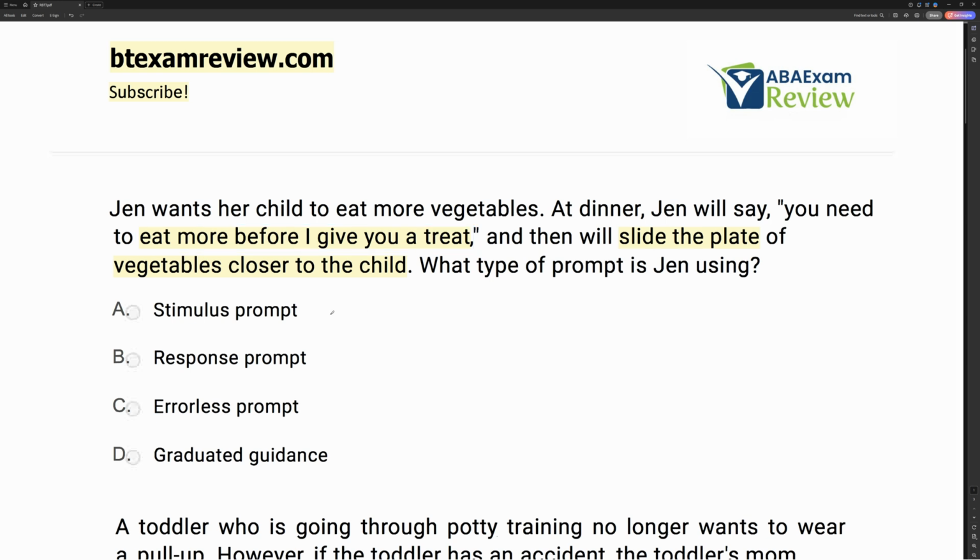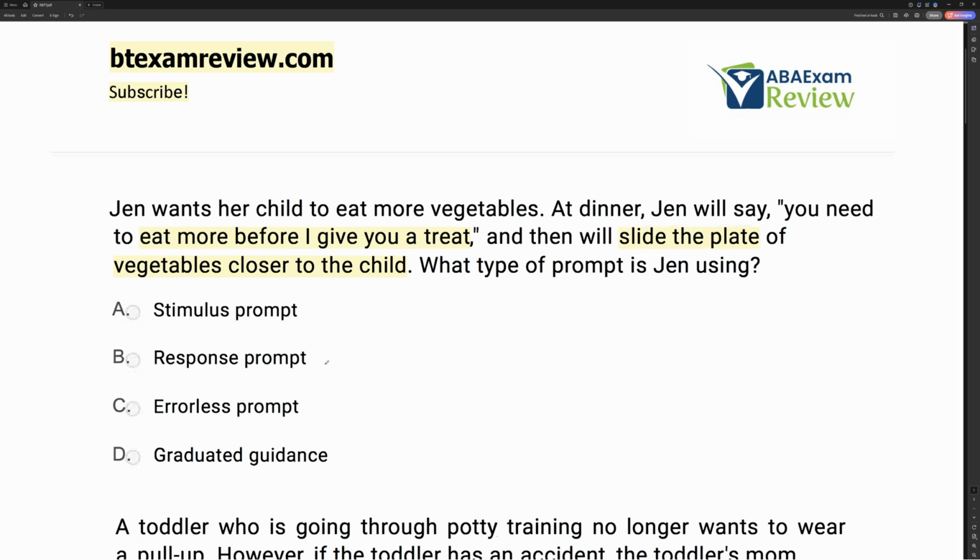A stimulus prompt. What is the difference between a stimulus prompt and a response prompt? With the stimulus prompt, the prompt is acting directly on a stimulus in the environment, meaning we're changing the position of the stimulus, the size, the color, we're changing something about the stimulus, right? In this case, what is Jen doing? Well, she's moving the position of the plate of vegetables. So she is manipulating the stimulus in order to prompt the child. So this looks like a stimulus prompt.